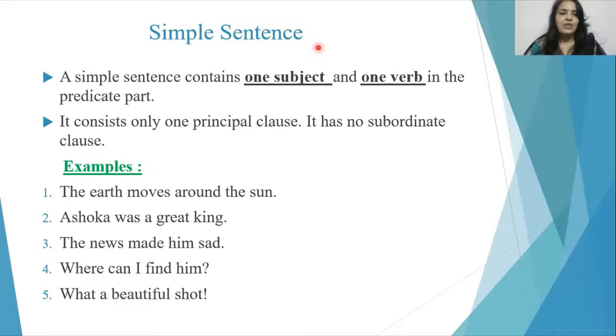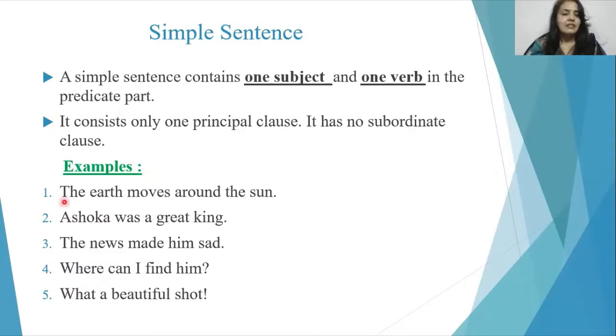We can say a simple sentence contains one subject and one verb in the predicate part. It consists of only one principal clause. It has no subordinate clause. Subordinate clauses we have studied, students, in the beginning in the clauses topic.